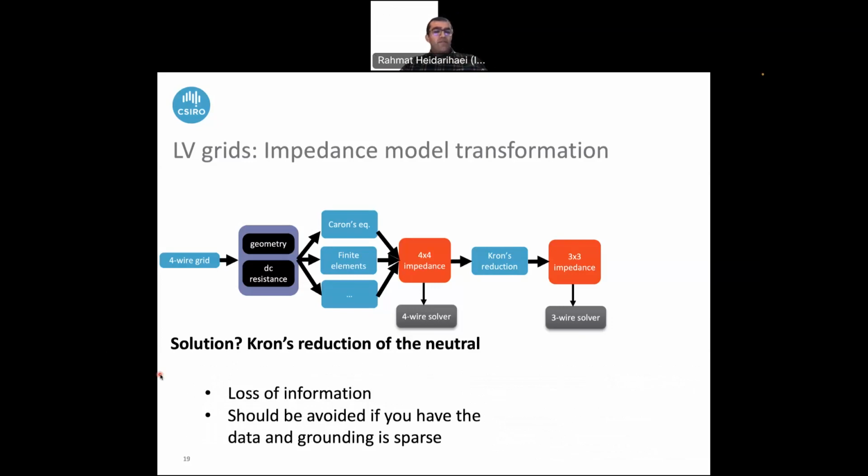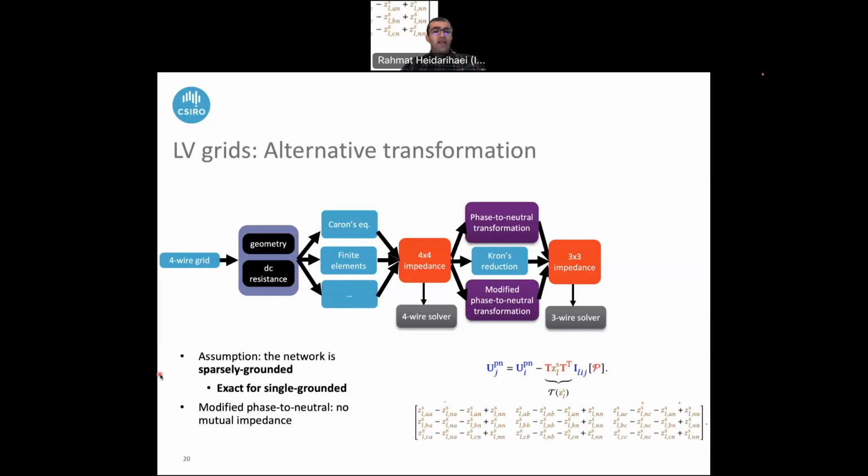So this transformation should be avoided if you have the data and the grounding is sparse. The alternative transformation we propose, we call it phase to neutral transformation. The assumption is that the network is sparsely grounded, and this transformation is exact for single grounded networks. You can see the transformation on the right here. Then there is also a modified phase to neutral transformation, which is built on top of the phase to neutral transformation.